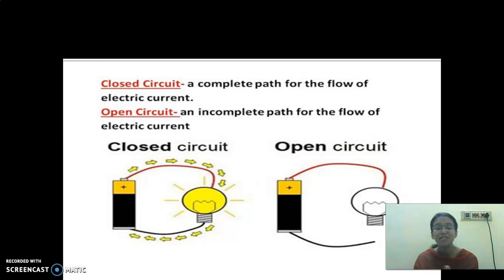What are all the symbols which are used in an electric circuit, and there are two types of circuit. They are closed circuit and open circuit. In a closed circuit, it is a complete path and the current flows through it. In an incomplete circuit, there is a disconnect. It is not connected properly, so the bulb does not glow.